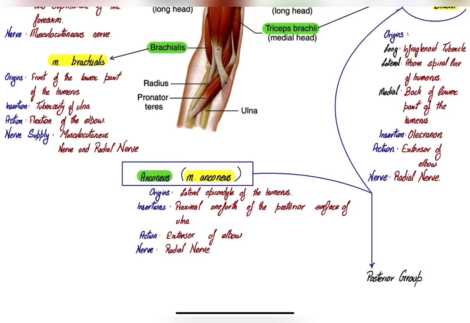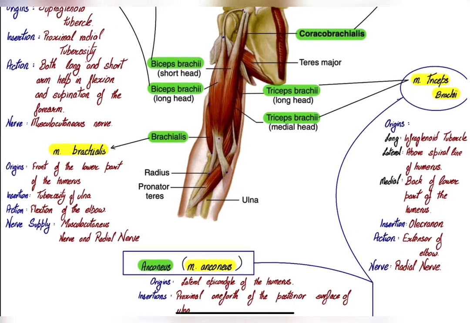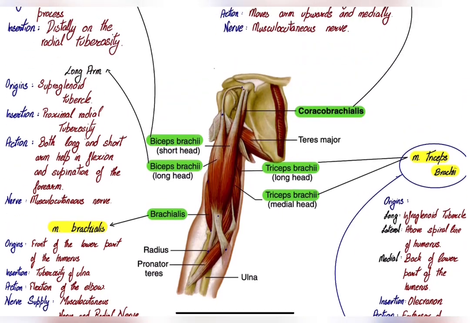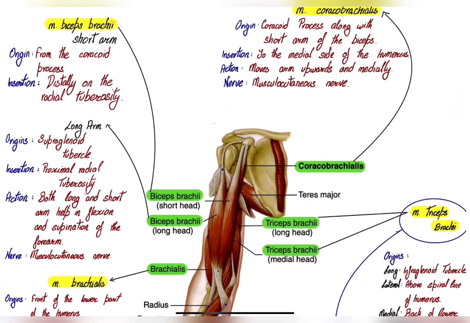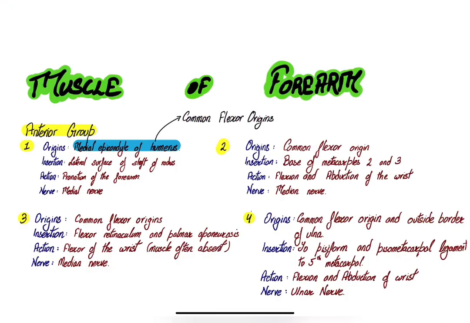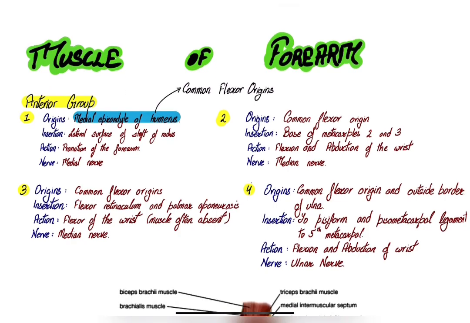Now, these muscles are divided up into two parts: the posterior group, which consists of the anconeus and the triceps brachii, whereas the remaining muscles fall under the category of the anterior group. Now, the next group of muscles are the muscles of the forearm. It is divided up into two parts again: the anterior group and the posterior group.